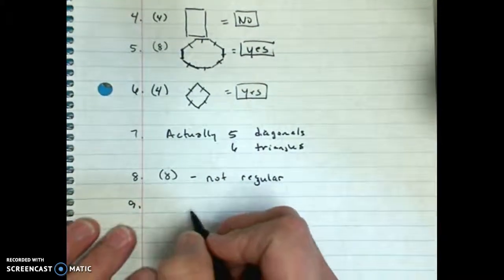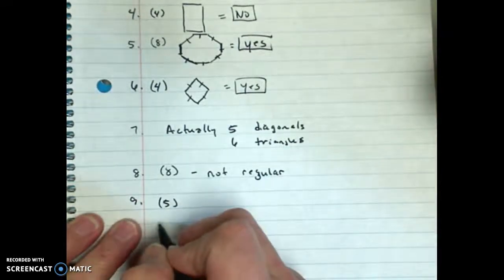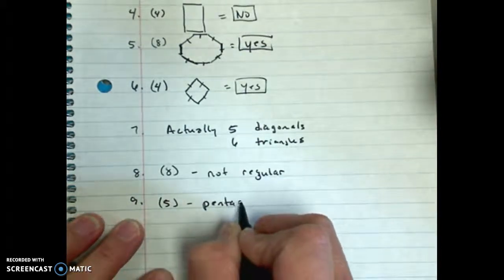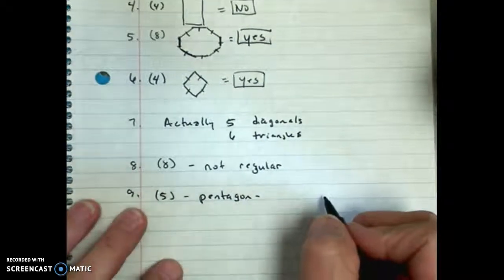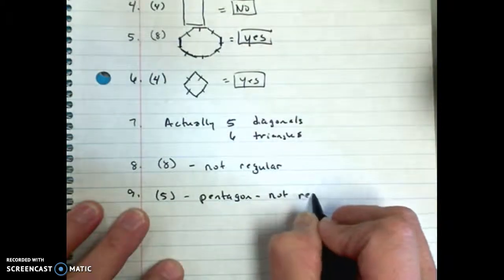Number 9, we have a pentagon, which has 5 sides. We're going to classify it; that's our classification. And is it regular or not regular? All the sides are not the same, so it is not regular.